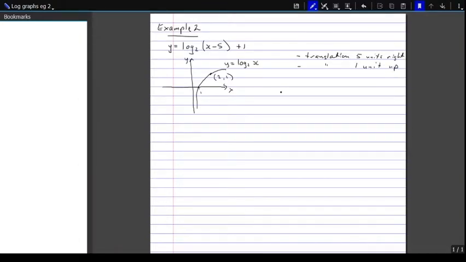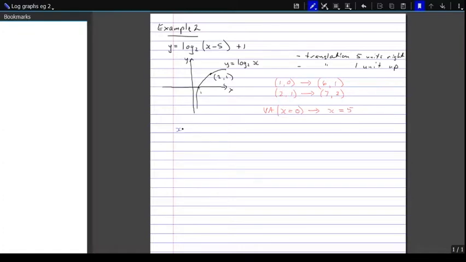So it's useful to think about where the points that we've got on there move to, our x-intercept and our other point. The x-intercept at (1, 0) is going to move 5 units to the right, so it's going to become 6 across, and it'll be up 1. So it'll go to (6, 1). Our other one, which we have at (2, 1), will move to (7, 2). And we'll also find that our vertical asymptote will shift. It's going to go from x equals 0 across to x equals 5.